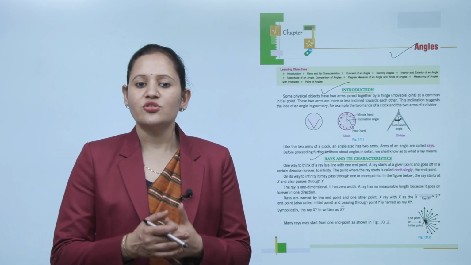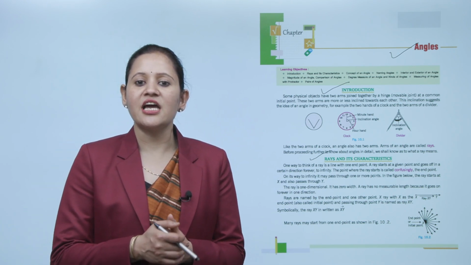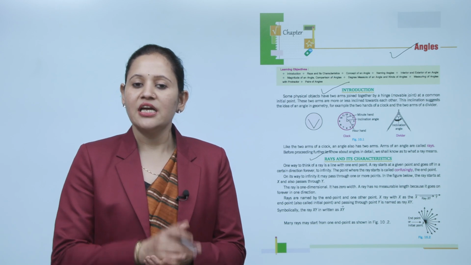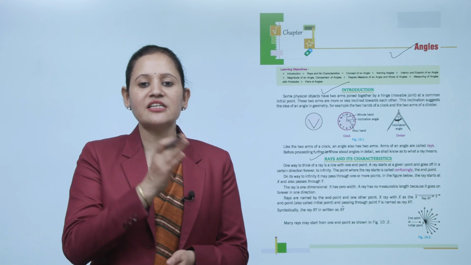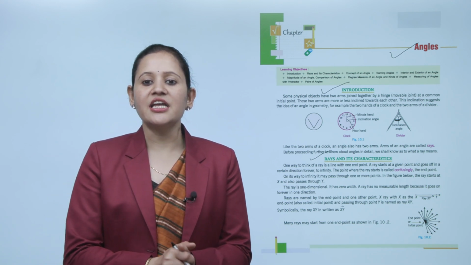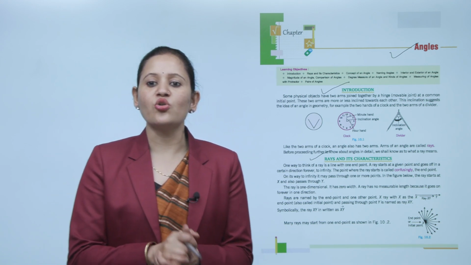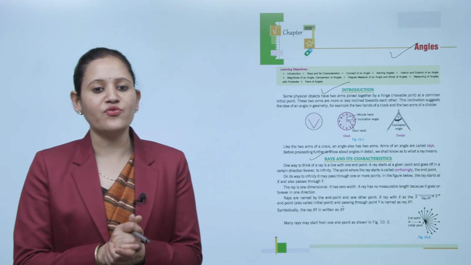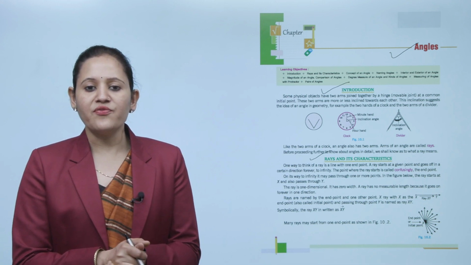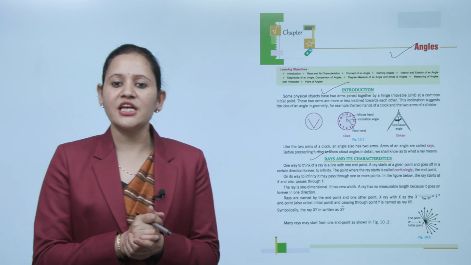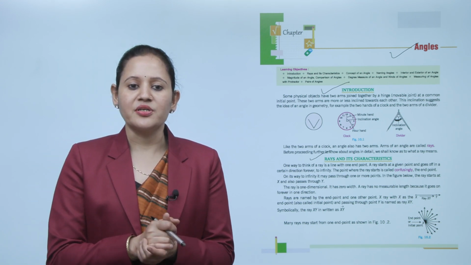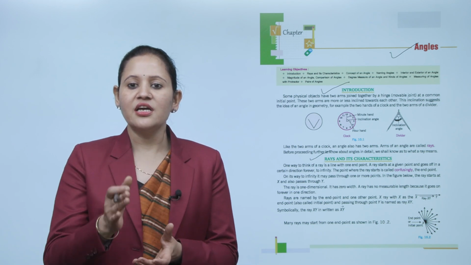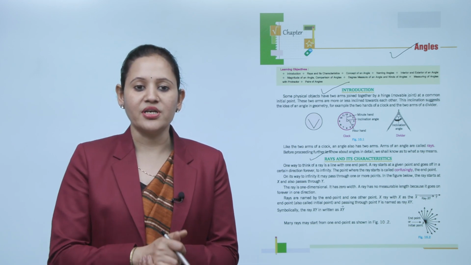One way to think of a ray is as a line with one end point. What does a ray have? A ray has one end point and it can be extended in one direction endlessly. A ray starts at the given point and goes off in a certain direction forever to infinity. The point where the ray starts is called the end point. The starting point is known as the end point.